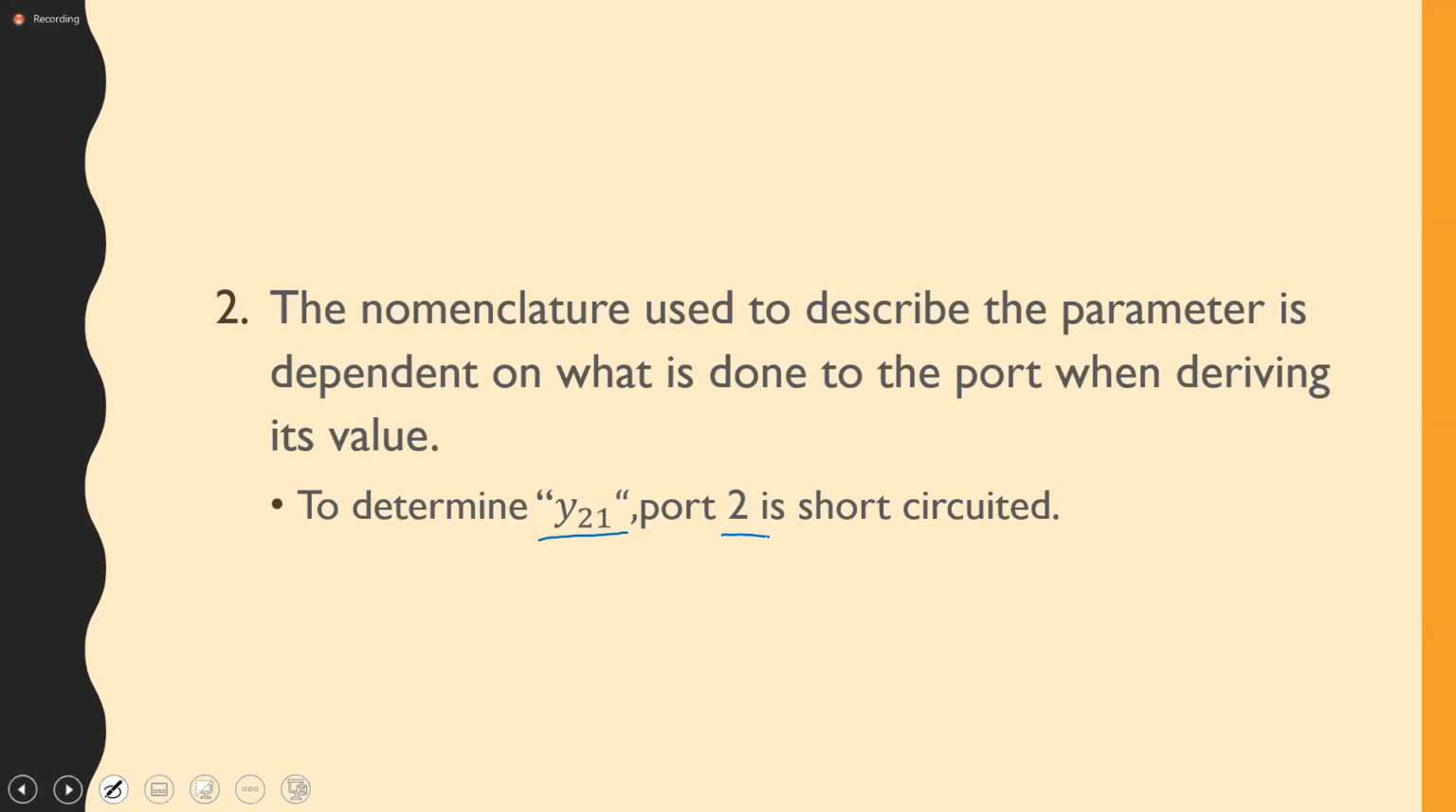So the nomenclature, or the name used to describe the parameter, is dependent on what is done when deriving its value. All right?